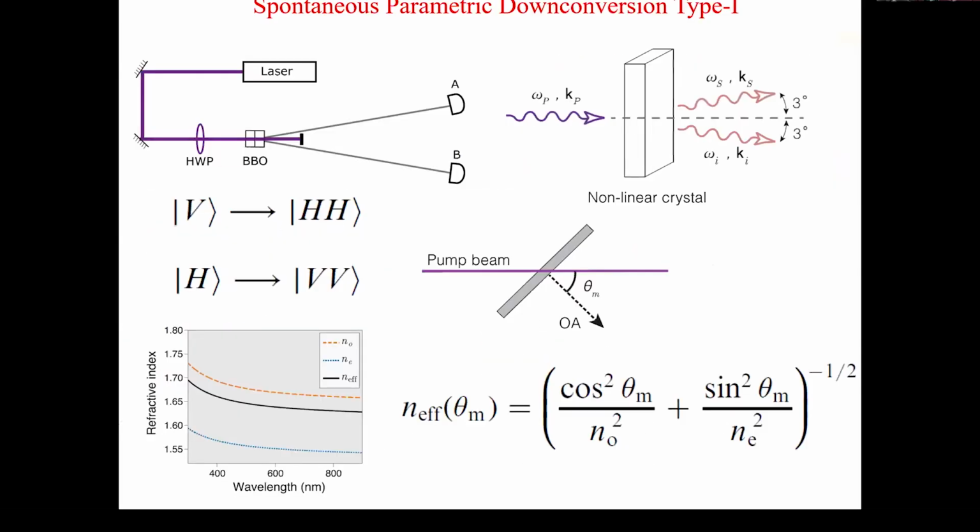What happens is that you have two crystals. This initial half-wave plate changes the input polarization. A half-wave plate is just a polarization rotator. So the input polarization is adjusted, and there are two crystals. One of the crystals converts V into HH. The other crystal converts H into VV.